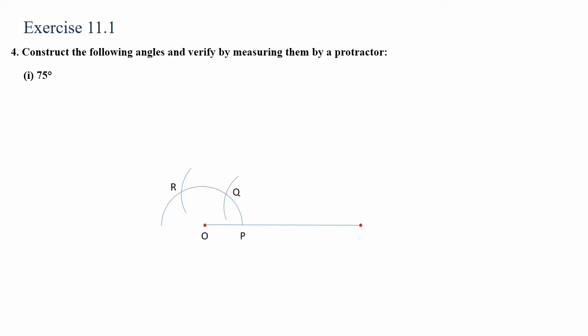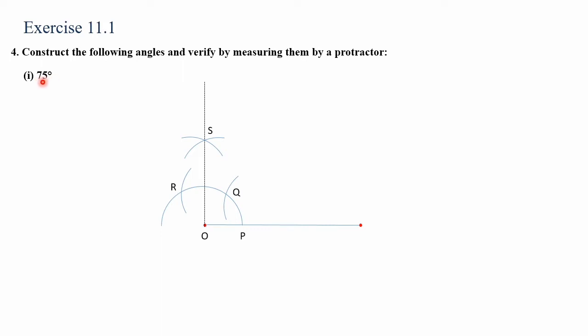And by using the same radius, fix the compass at Q, draw one arc. Fix the compass at R, by using the same radius, cut the previous arc and mark the point of intersection of the two arcs as S, and join SO. This much we have learned in the previous class, and we know that angle SOP is 90 degrees. We are asked to construct here 75 degrees.